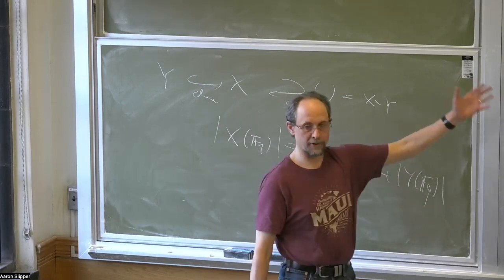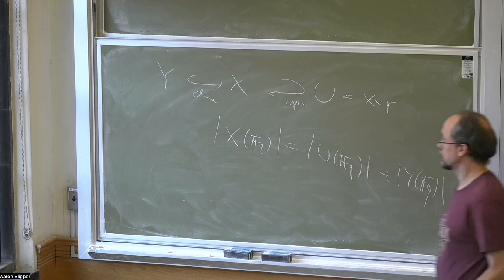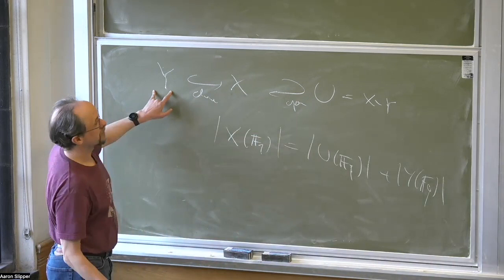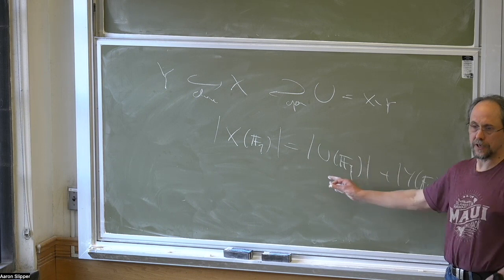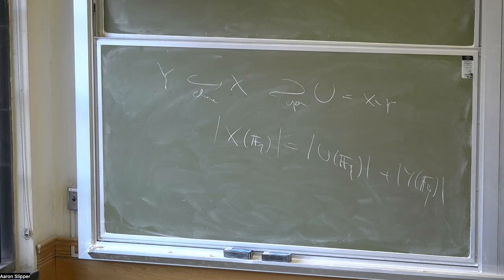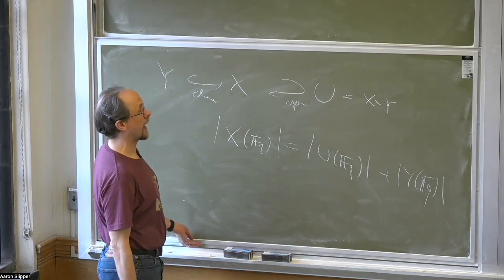And the first thing one sees is that if X is projective and smooth, say, and Y is smooth and projective, U will be smooth but not projective. And so to compare these things by point counting, one might need a way to count points on an open. And one can do that.